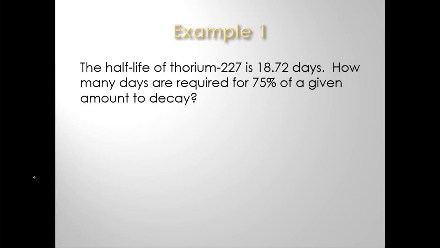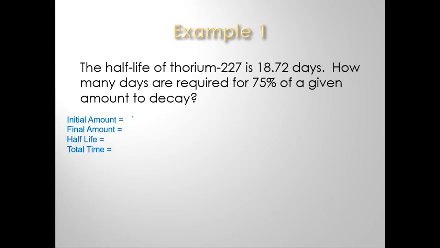The half-life of thorium-227 is 18.72 days. How many days are required for 75% of a given amount to decay? You will see that with every half-life problem, these 4 variables are mentioned. We have the initial amount, final amount, half-life, and total time. And so it does help to write down these 4 things, these 4 variables.